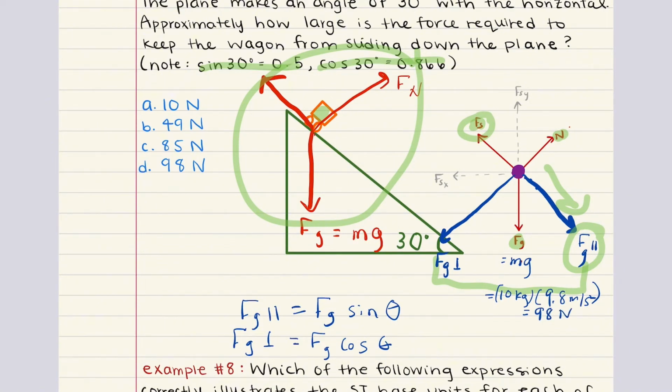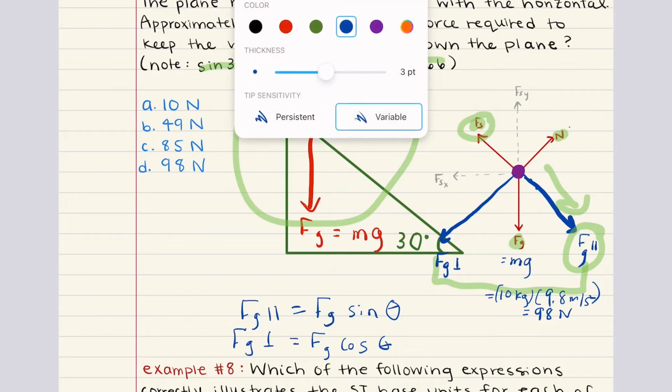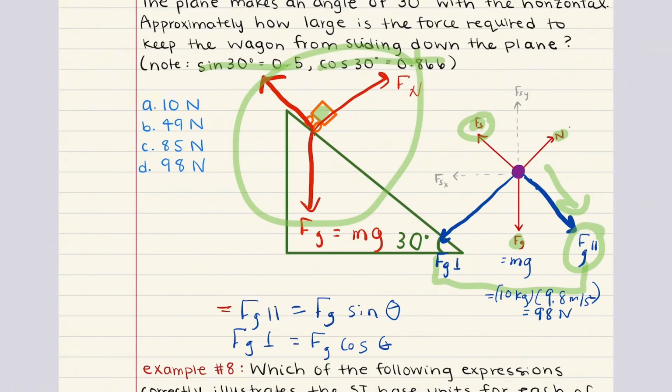So now that we know that, we can go ahead and plug it into our equations. So our parallel component is going to be 98 newtons multiplied by sine theta, sine 30 degrees, which we're given in the problem. It's equal to 0.5. So when we calculate this, we're going to get 49 newtons. The parallel component for our gravitational force is 49 newtons.